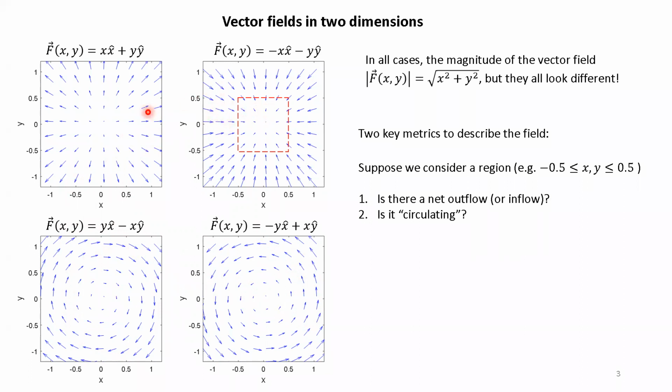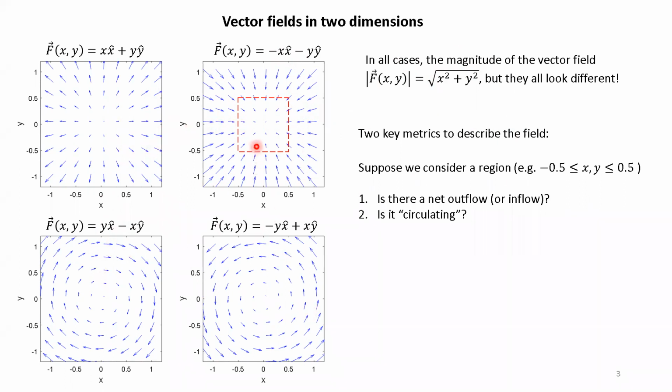Okay. So now I have these four examples. The one thing they have in common is that the magnitude of the vector field is the same. Because this one is the square root of x squared plus y squared, this one is the square root of minus x squared plus minus y squared, and this one the square root of y squared plus minus x squared, all of them will give you the same magnitude. But of course they are all different, in the sense that the directions are all different.